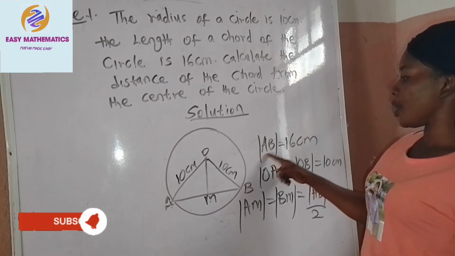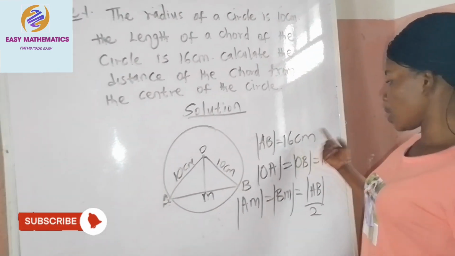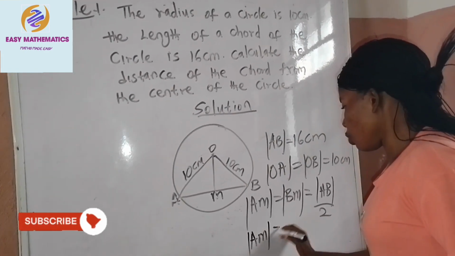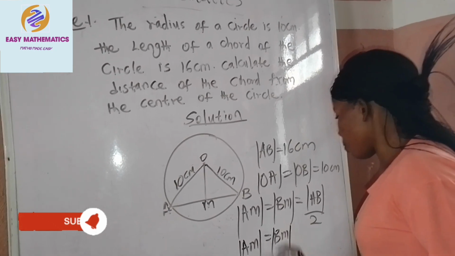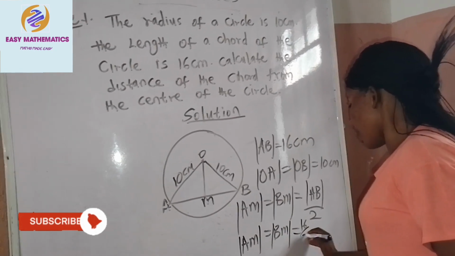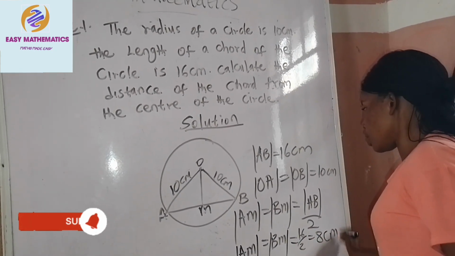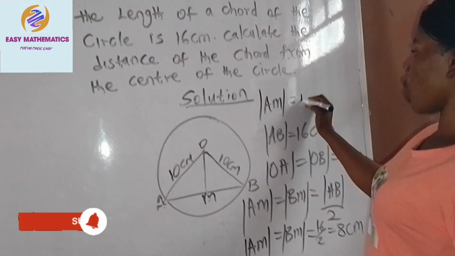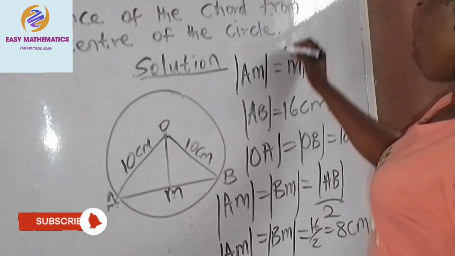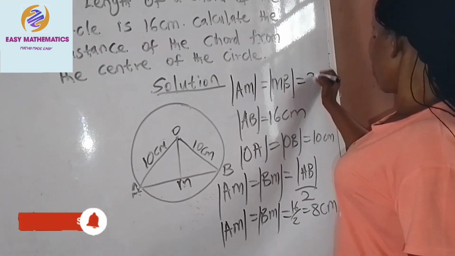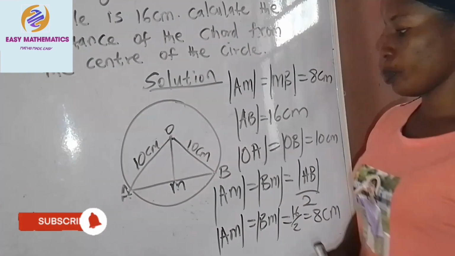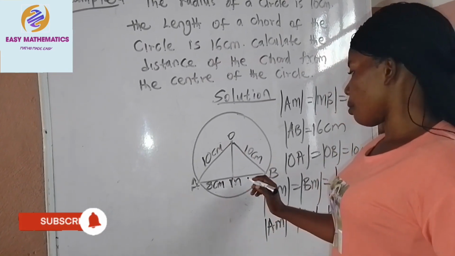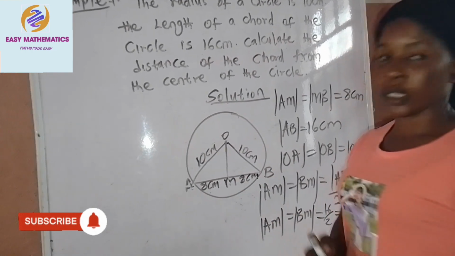And our line AB is giving us 16 cm. So it therefore means that our AM, which is equal to BM, is equal to 16 divided by 2, which will give us 8 cm. So here we say that our line AM is equal to line MB, or you can call it BM, which is equal to 8 cm. So that is to say that here is equal to 8 cm and here is equal to 8 cm.